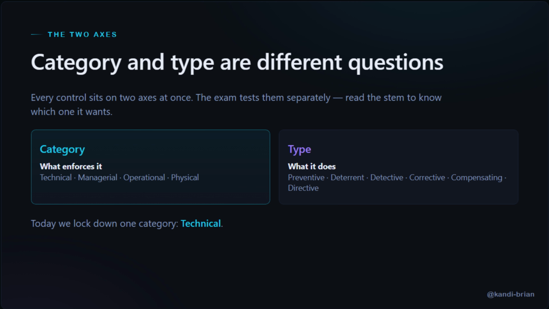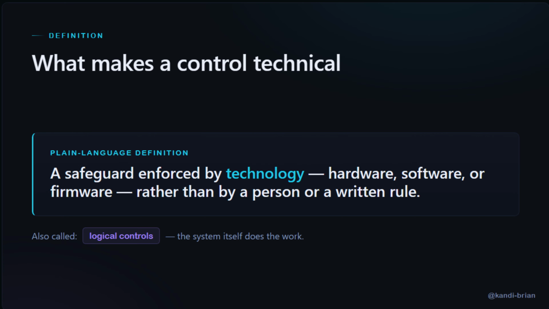So what is a technical control? In plain language, a technical control is a safeguard that is implemented and enforced by technology rather than by a person. The system itself does the work. You will sometimes hear technical controls called logical controls, and that second name is a gift, because logical points you straight at the idea that this is something running inside hardware, software, or firmware. If a computer, a piece of code, an appliance, or a configuration is the thing carrying out the protection, you are looking at a technical control.